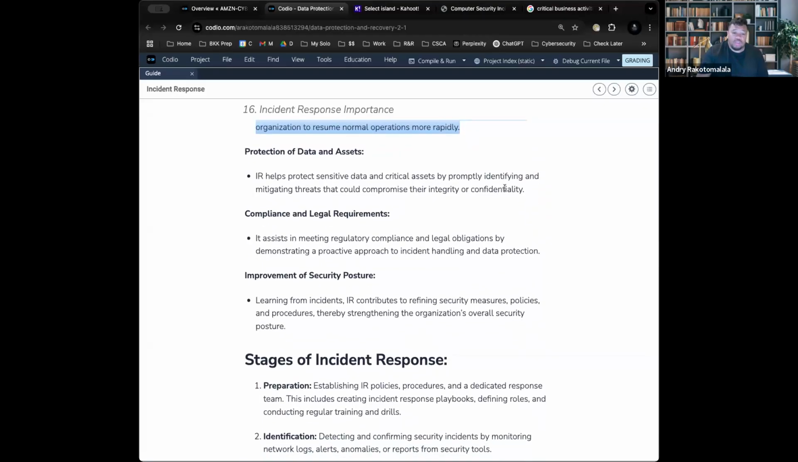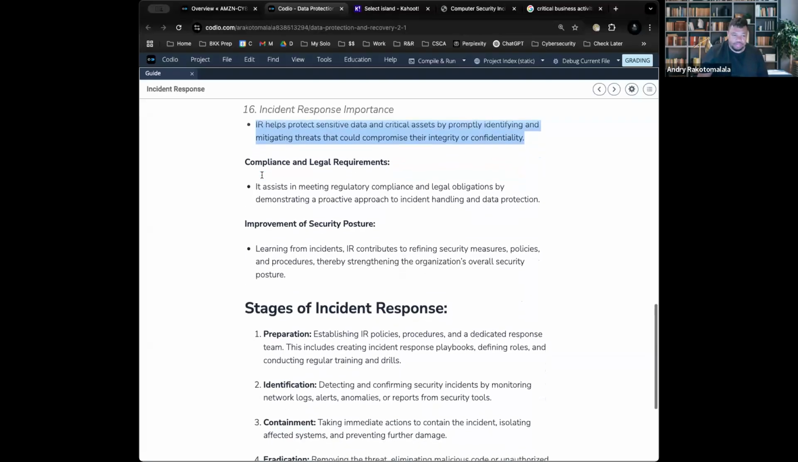Then you want to make sure to protect your data and assets. Having an IR plan makes sure that you do contain it and you do protect it, because not only have you taken all the steps to put protective measures in place before the incident, but during the incident, you still keep the data and assets in mind.